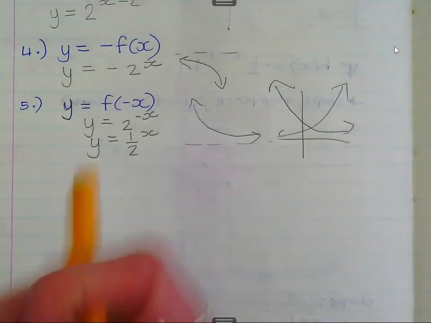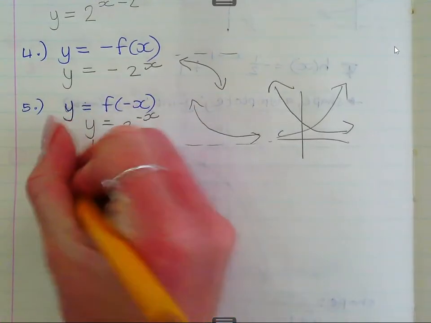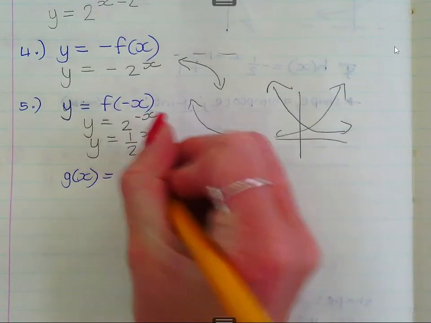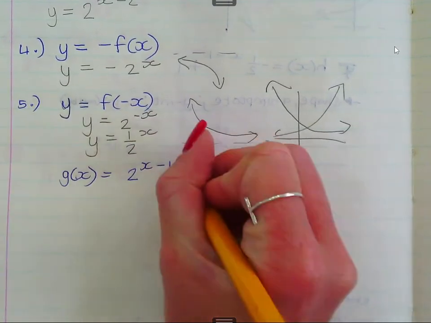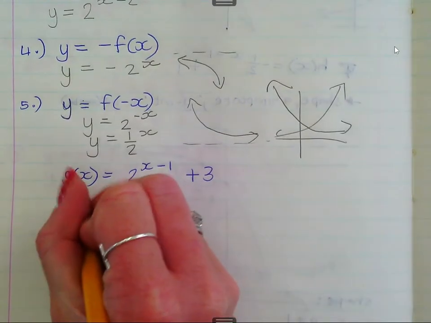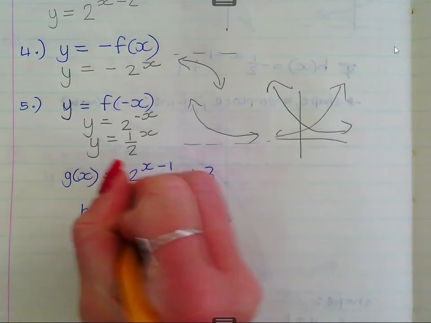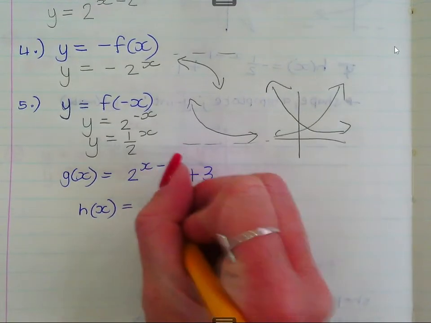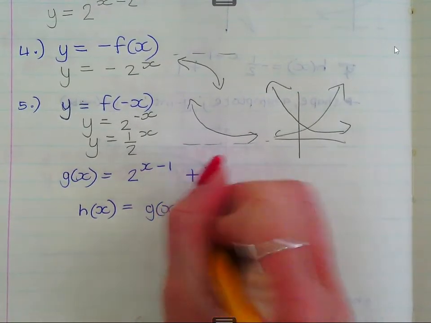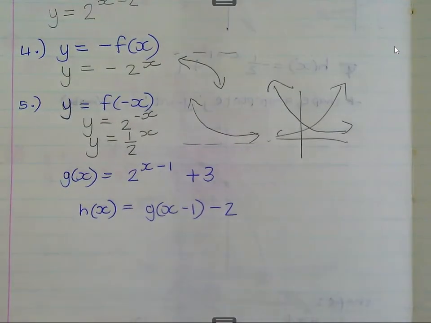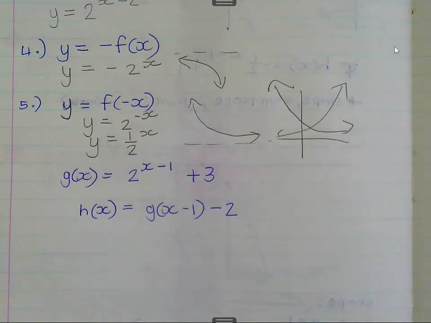Now, I just quickly want to give you a new function, g of x, just to show you, equal to 2 to the power of x minus 1 plus 3. If I tell you I want to find the equation of h of x, and h of x is g of x minus 1 minus 2, I'm asking you for the equation of h.